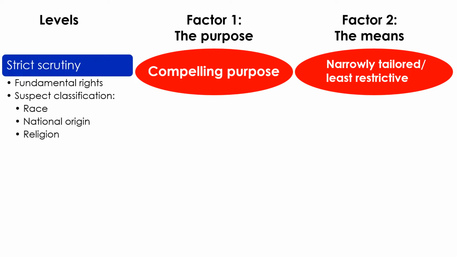Another scenario for a court to apply strict scrutiny is that the government's law, statute, or policy involves a suspect classification. Suspect classifications include, but are not limited to, race, national origin, and religion. So any policy that discriminates on the basis of race will get strict scrutiny. A policy that is facially neutral can also trigger strict scrutiny. I'll provide an example later in this video.